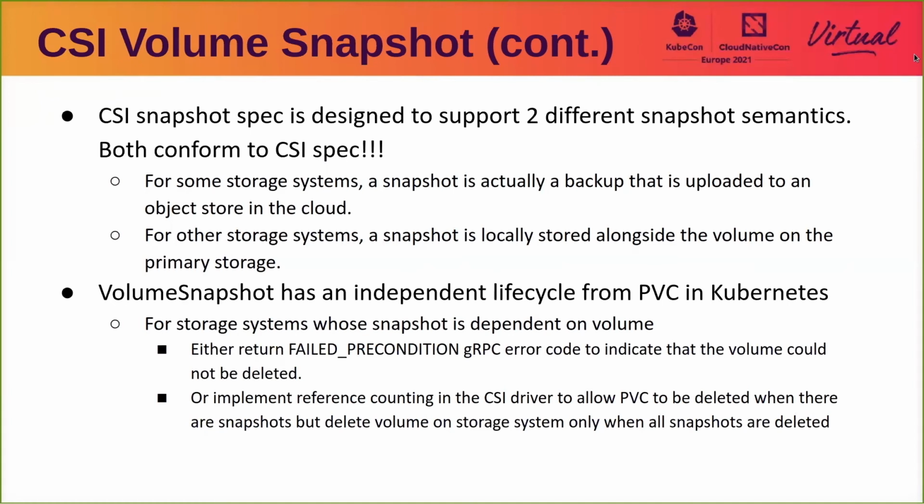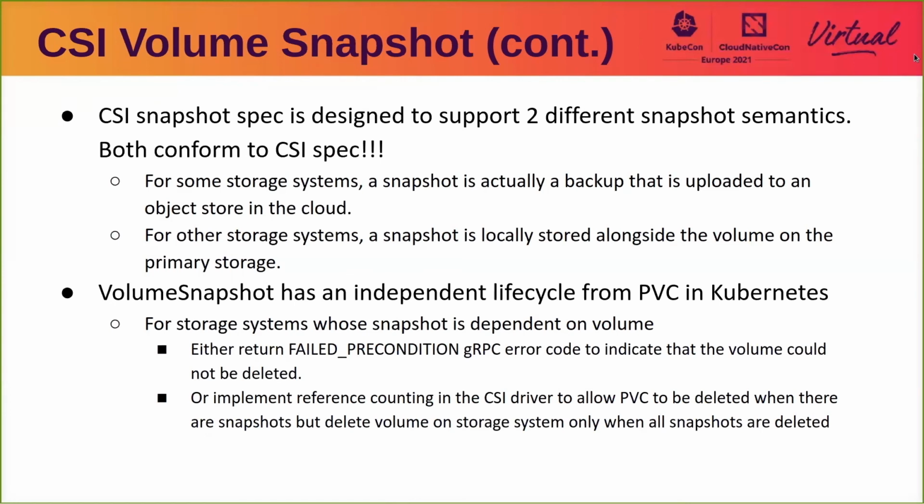Another thing I want to mention is that in Kubernetes, volume snapshot and PVCs have independent life cycles. This means Kubernetes will not block a PVC from being deleted when there are still volume snapshots on it. However, for some storage systems, volume cannot be deleted when there are snapshots. In the CSI spec, we have mentioned that CSI driver can return failed precondition gRPC error code to indicate that the volume could not be deleted because it is in use by another resource or has snapshots, and the plugin doesn't treat them as independent entities.